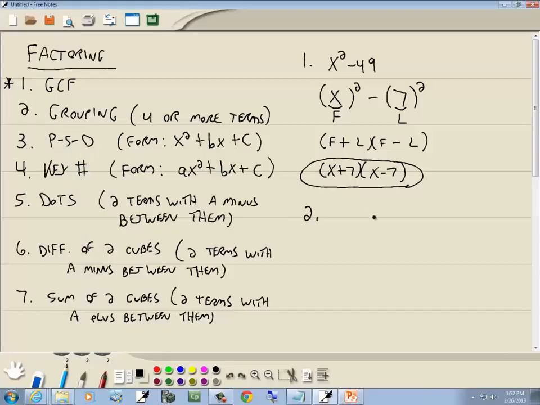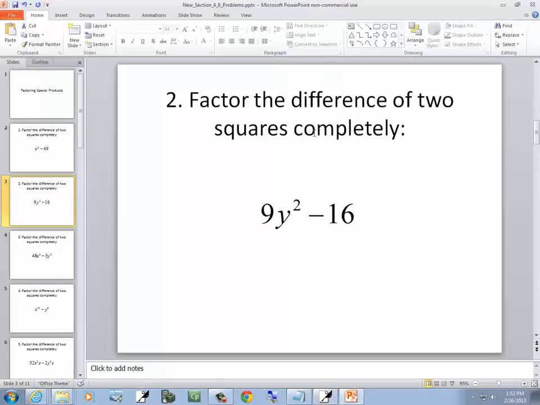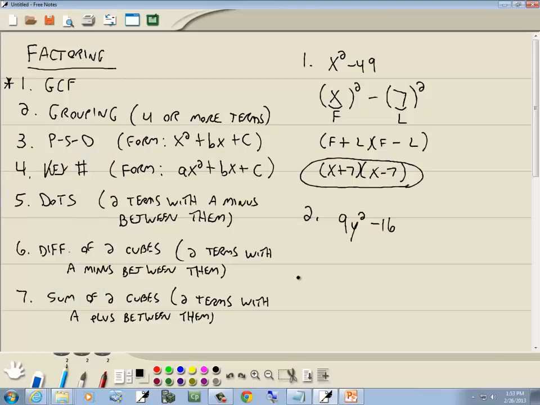Let's look at our next one. Got 9y squared minus 16. Unfortunately, they tell you to factor the difference of 2 squares, but let's say they didn't say it. GCF, don't have any. Grouping, 4 or more terms. No, that doesn't fit. PSD and key number are 3 terms. That doesn't fit. DOTS, 2 terms with a minus between them. Well, that fits. So we're going to try to write it as something squared minus something else squared.